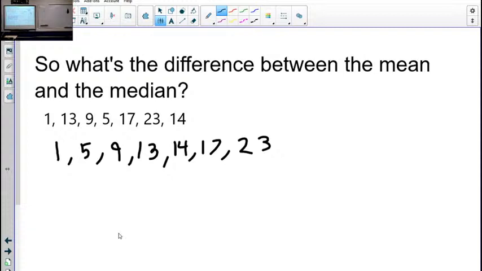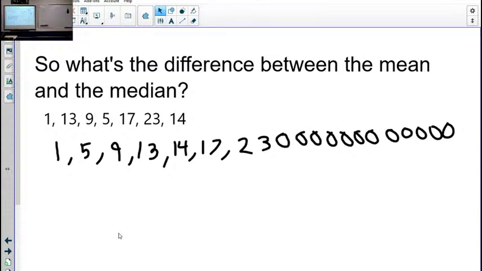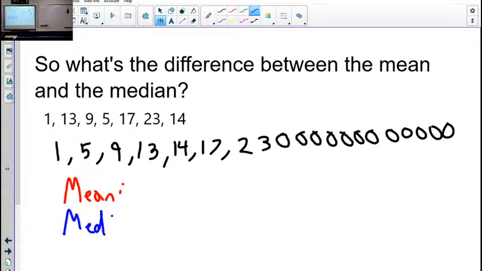I realized I made a mistake with this data. Instead of 23, it should have been that. Take a minute, write down on your paper what will happen to the mean, what's going to happen to the median. And see what's going to happen.